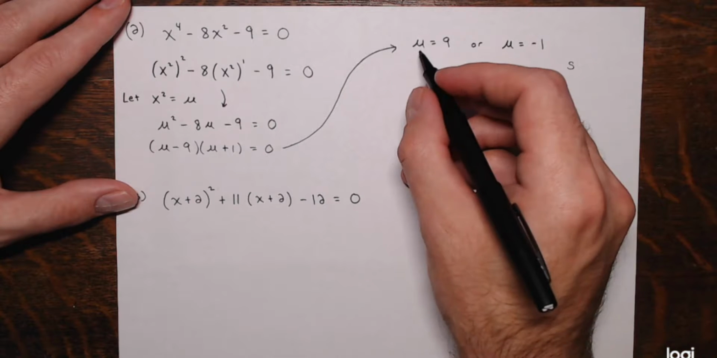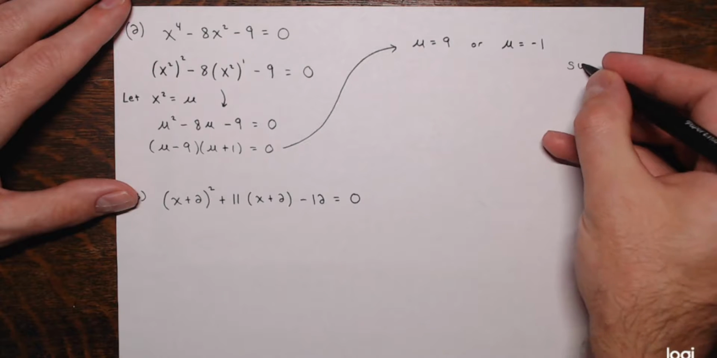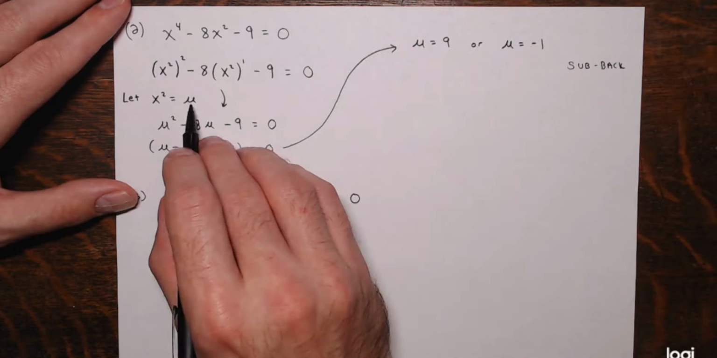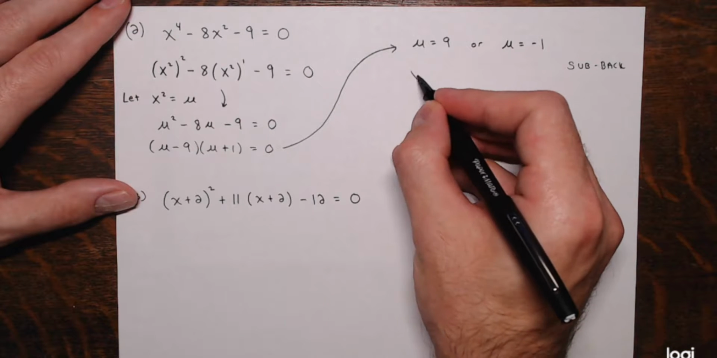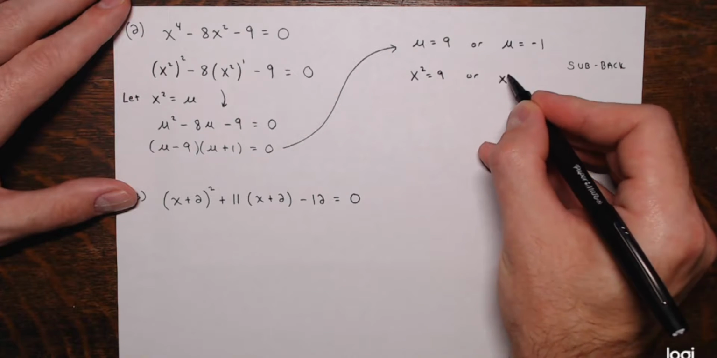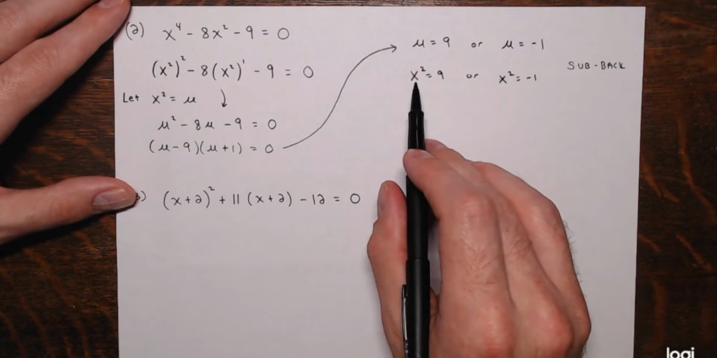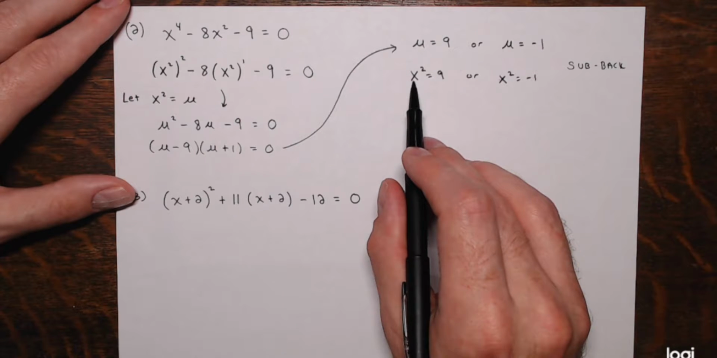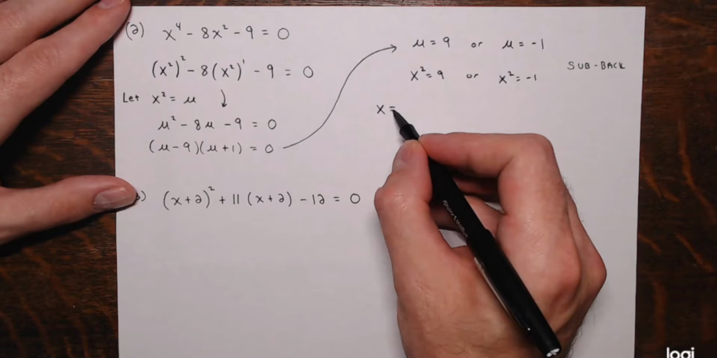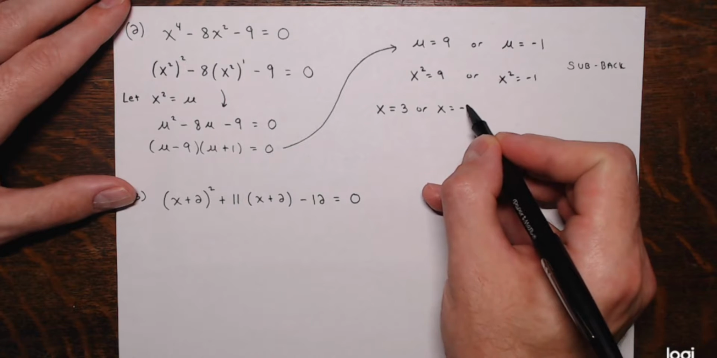We're not trying to solve for u, right? The original equation had x's. So I'm going to sub back. Remember, u replaced x squared. So u equals 9 becomes x squared equals 9. And u equals negative 1 becomes x squared equals negative 1. And then with these, again, I can very quickly apply the square root property, where you have an expression squared equal to a number. So from x squared equals 9, we're getting x equals the square root of 9, which is 3, or the opposite of that, the negative square root of 9, which is negative 3.